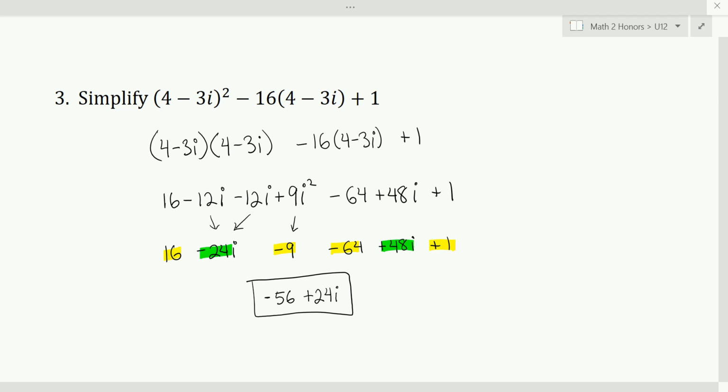Careful. 9i squared. i squared is negative 1. So that's 9 times negative 1. That's how I'm changing that to a negative 9. Okay. And then you combine like terms. You treat i like a variable. I highlighted all the real numbers in yellow, all the imaginary numbers in green, and you combine like terms.